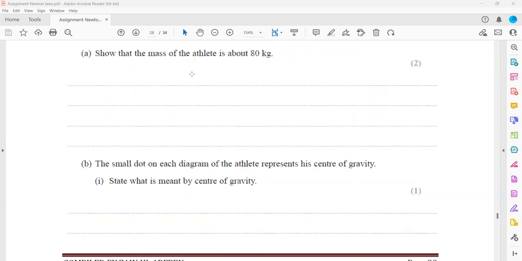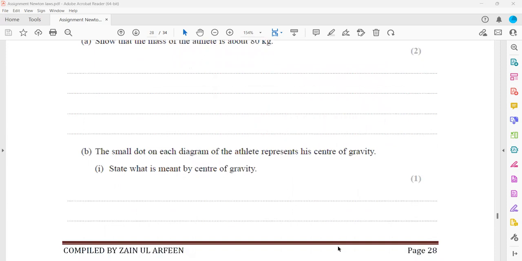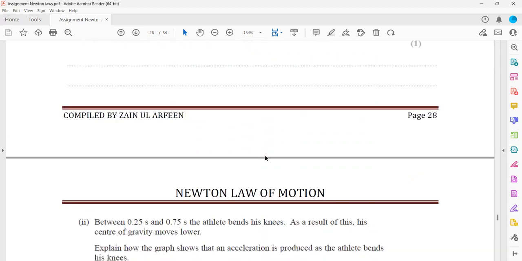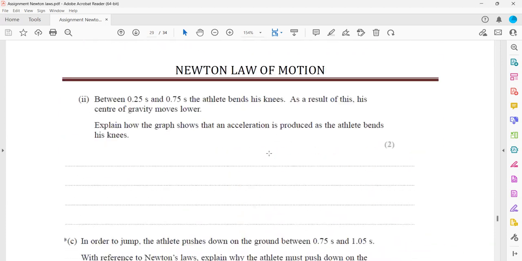Then a small dot on each diagram of the athlete represents his center of gravity. What is meant by center of gravity? The definition: it's a point or position where the whole weight of an object acts, or you can also say where the force of gravity acts. Between 0.2 seconds and 0.7 seconds, the athlete bends his knees. As a result, the center of gravity moves lower.